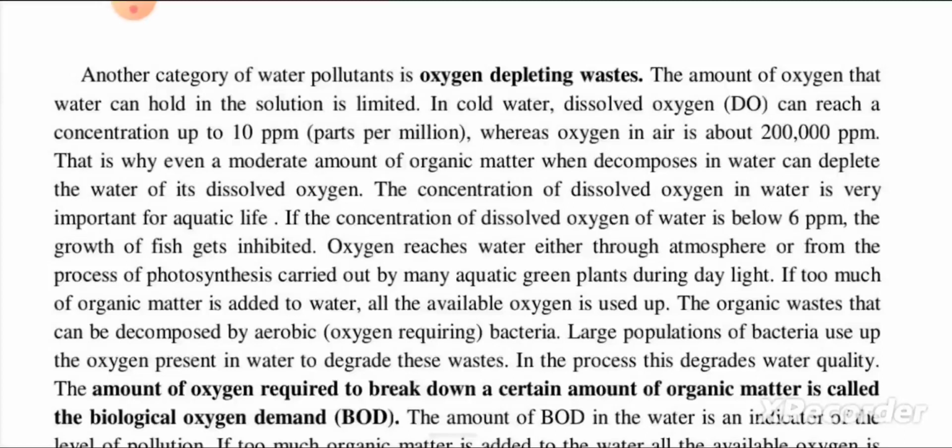If the concentration of dissolved oxygen of water is below 6 ppm, the growth of fish gets inhibited. Oxygen reaches water either through the atmosphere or from the process of photosynthesis carried out by many aquatic green plants during daylight. If too much organic matter is added to water, all the available oxygen is used up. The organic wastes can be decomposed by aerobic, oxygen requiring bacteria. Large populations of bacteria use up the oxygen present in water to degrade these wastes. In the process, this degrades water quality.